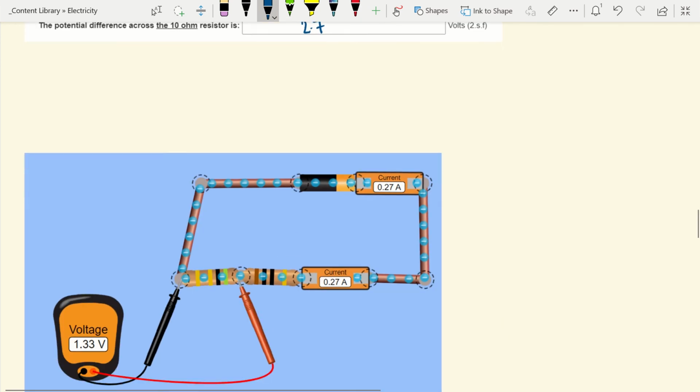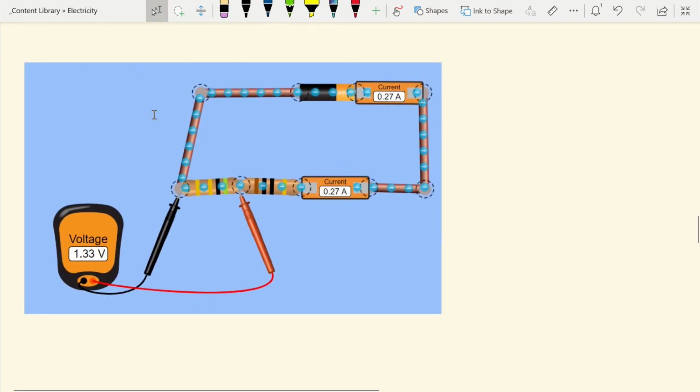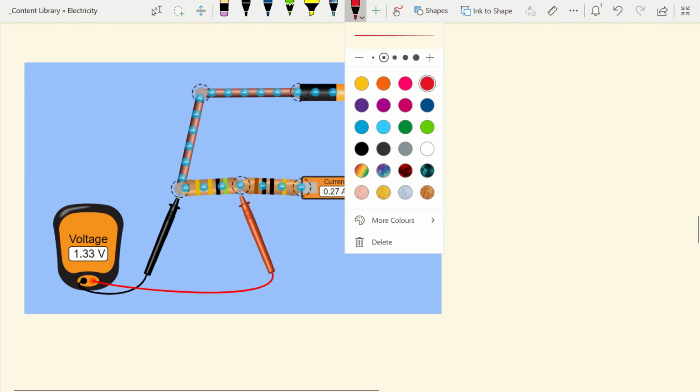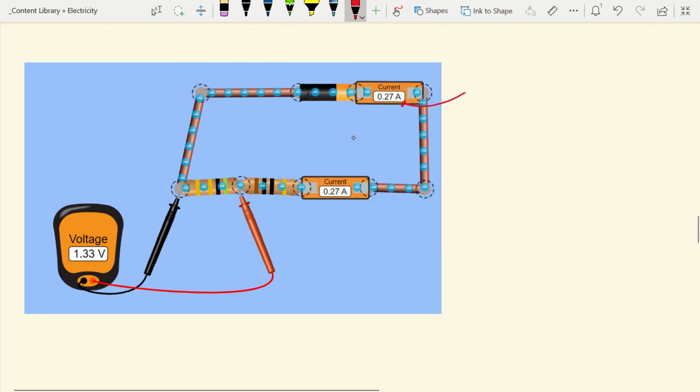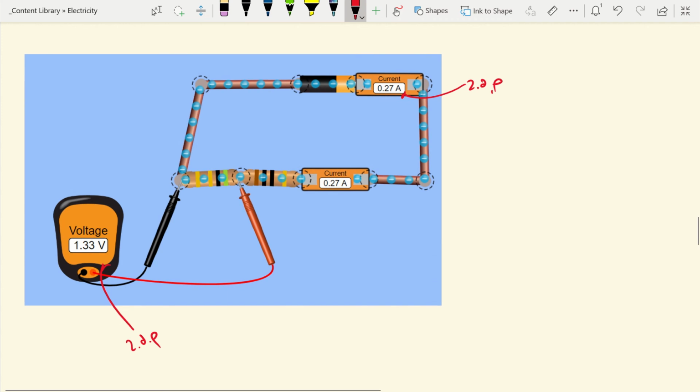If you actually look at your circuit, I showed it with me measuring the potential difference across the 5 ohm resistor. So again, any current reading in here, we should be giving to 2 decimal places. Any potential difference reading, we should be giving to 2 decimal places there. But we can see our values agree with the simulation.